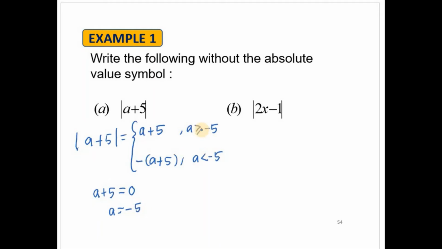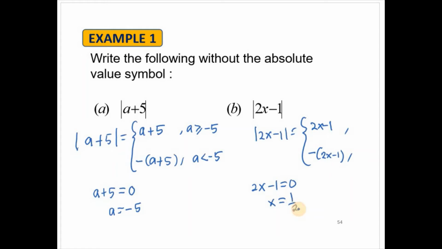And then we have |2x - 1|. |2x - 1| can be written as first positive (2x - 1), secondly negative (2x - 1). So how do we get the critical value? 2x - 1 = 0, x = 1/2. So for positive, x will be greater than or equal to 1/2, and negative is the opposite.